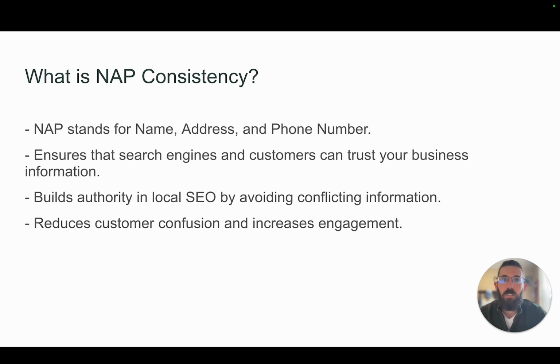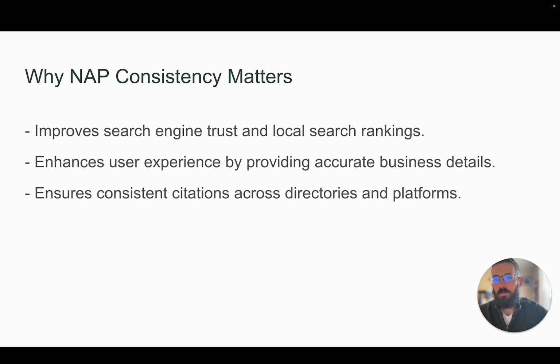Say you moved locations and you have an old address and a new address, and then the old address is still floating out there. That can be, one, bad for customers if they show up to the wrong address, and two, it can be confusing to search engines. If they don't know the right address, it's going to lower their trust in your business. So having consistent information on your business across the internet is helpful for building authority. You're not going to have conflicting information, and you're going to reduce customer confusion, and all of that is going to help increase engagement and be a better overall experience for both the search engines and end consumers.